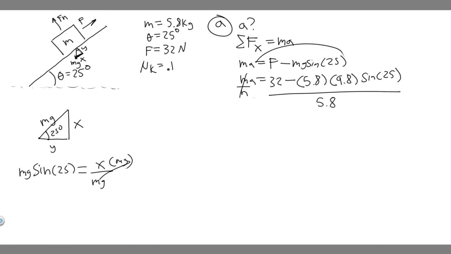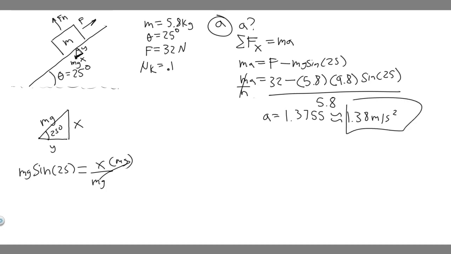Essentially, you just create an equation that you can use to solve for a. So the acceleration: 32 minus 5.8 times 9.8 times the sine of 25, and then divide that by 5.8. When you do this, you should get a equal to 1.3755 and so on. I'm just going to round to 1.38. The units are meters per second squared. That's acceleration. So 1.38 meters per second squared is going to be the acceleration of our block if it's frictionless. So that's A. Let's move on to B.